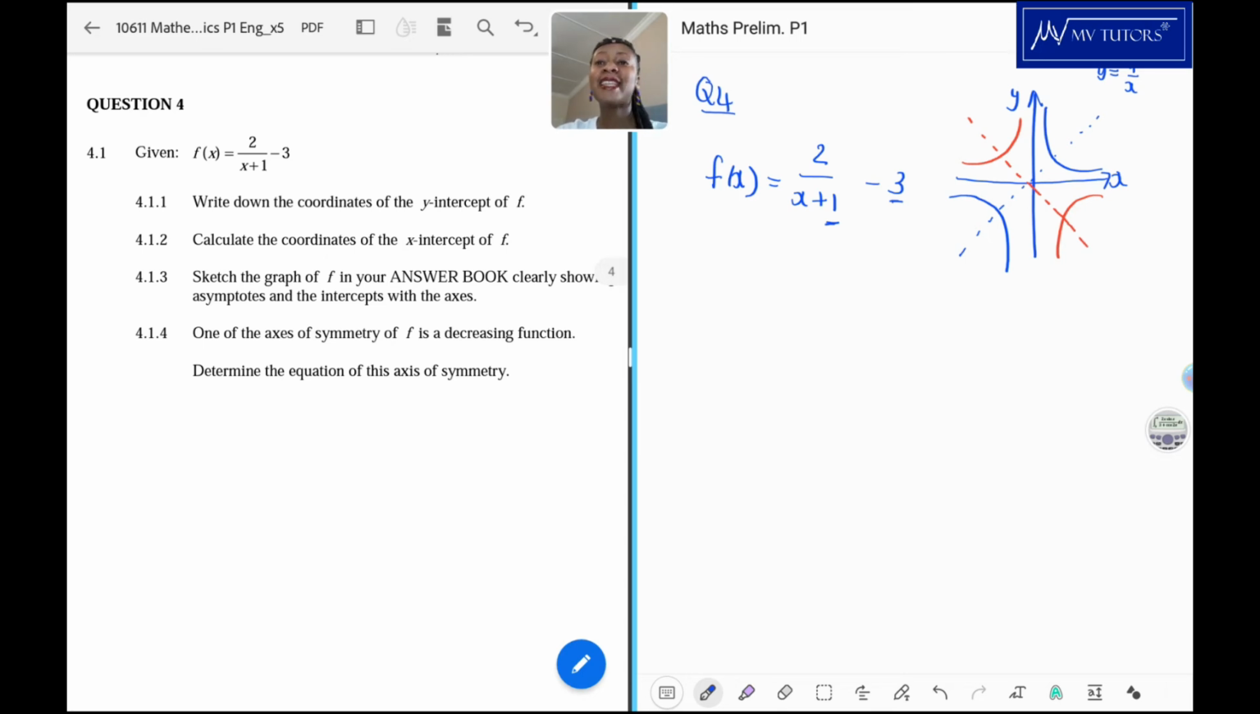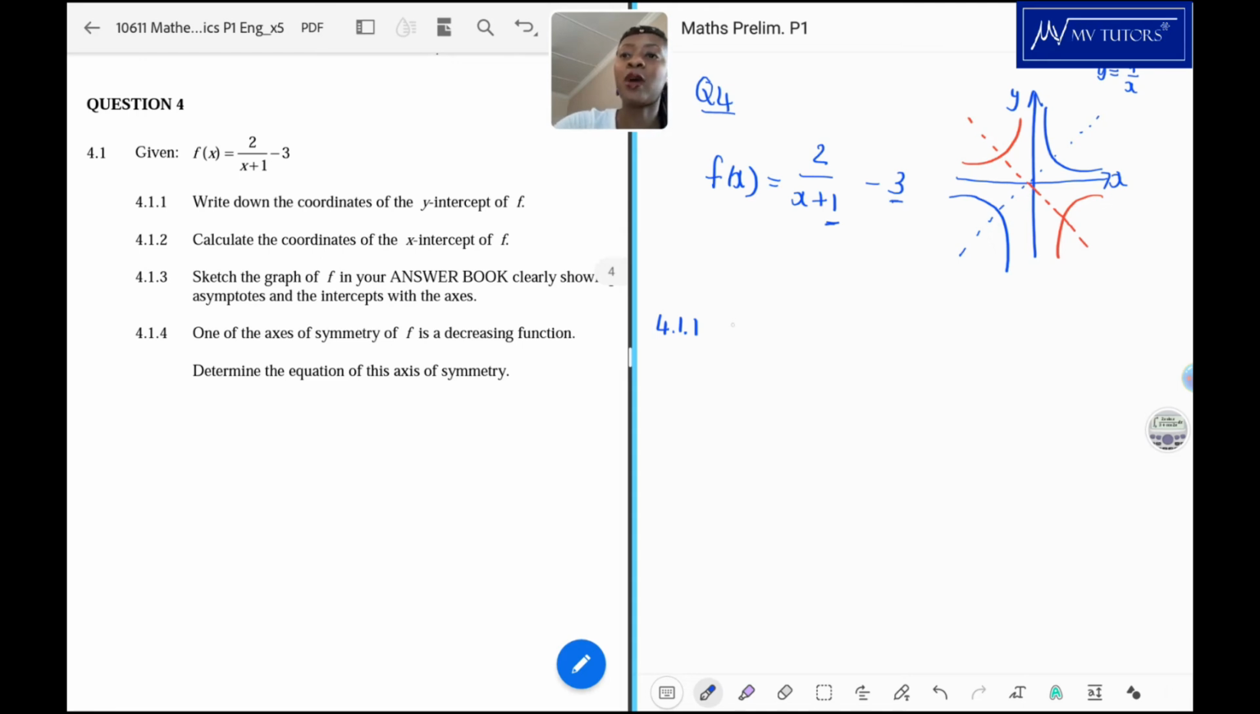And then what else? Yeah, let's read the question. I'm already doing things without reading the question. It says, write down the coordinates of the y-intercept of f. After we calculate the y-intercept, remember, you must put it in coordinate form. They didn't ask for the y value, they asked for the coordinates.